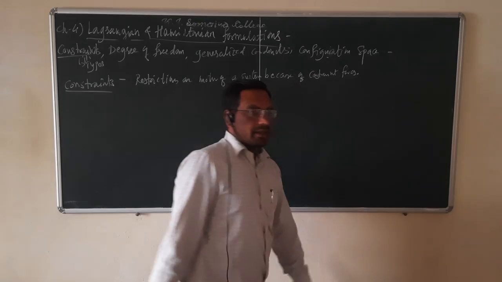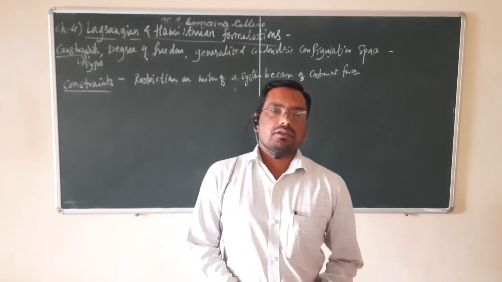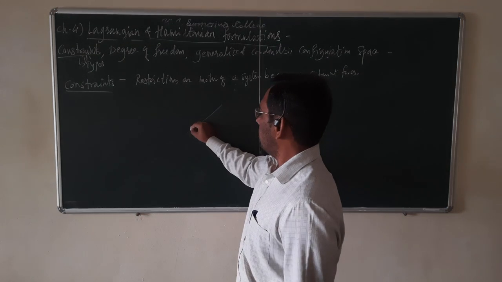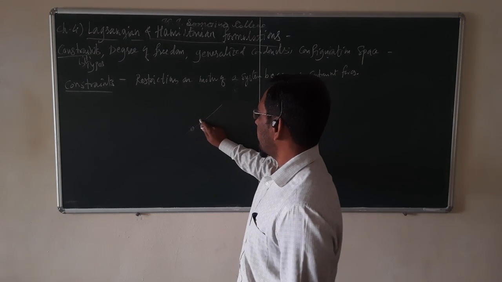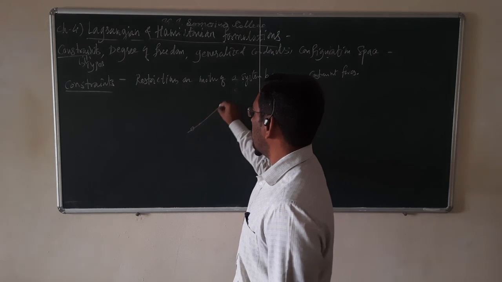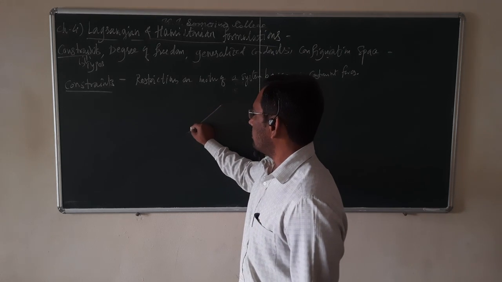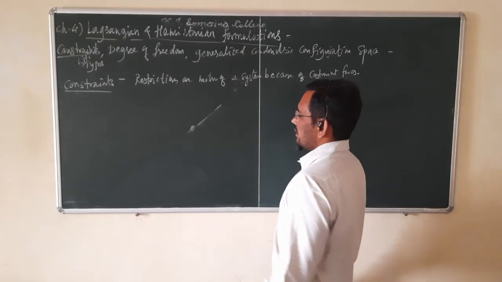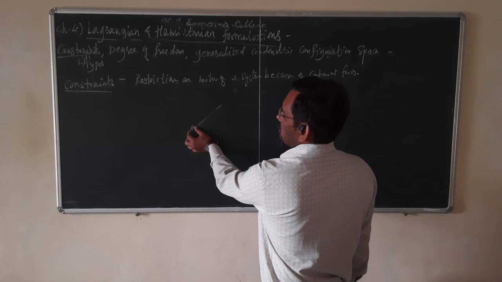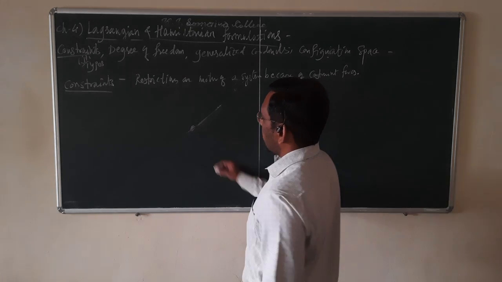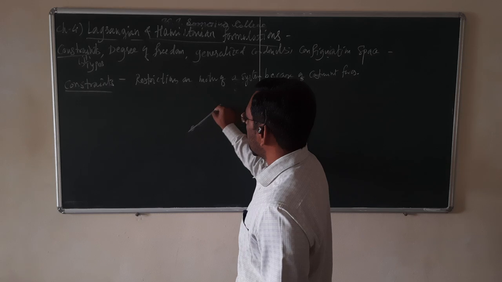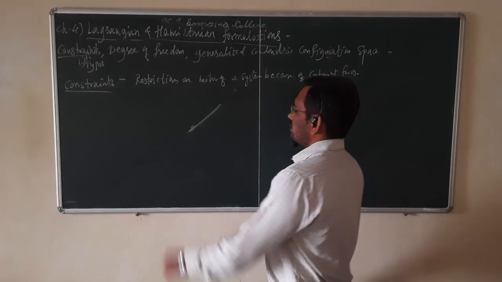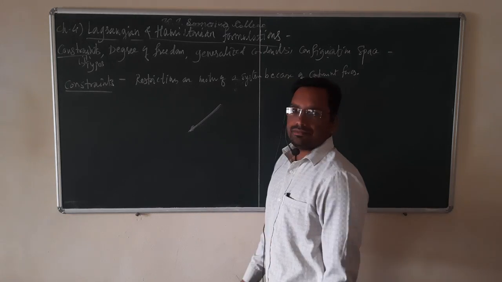So if we study mechanics, suppose a particle is moving in a one dimensional line. Suppose this is a line and this bead is moving on this line. In this case, what is the restriction or constraint on this particle? We can say that the particle moves like this only. So this is the restriction which is applied on this bead.